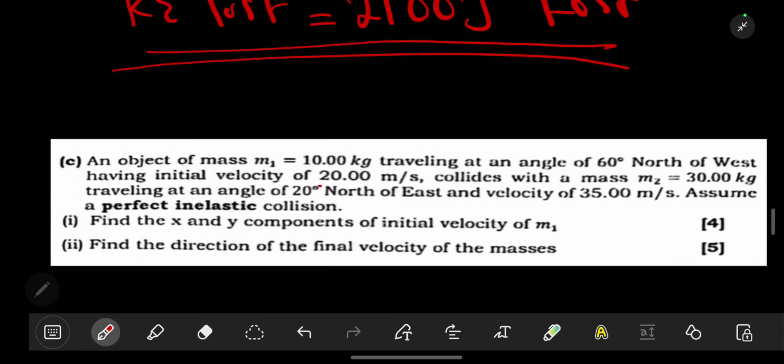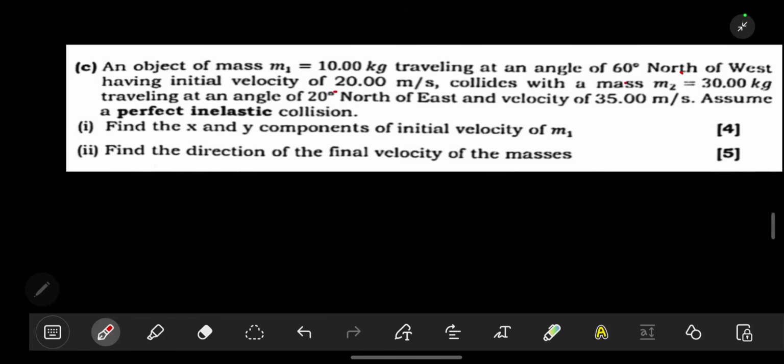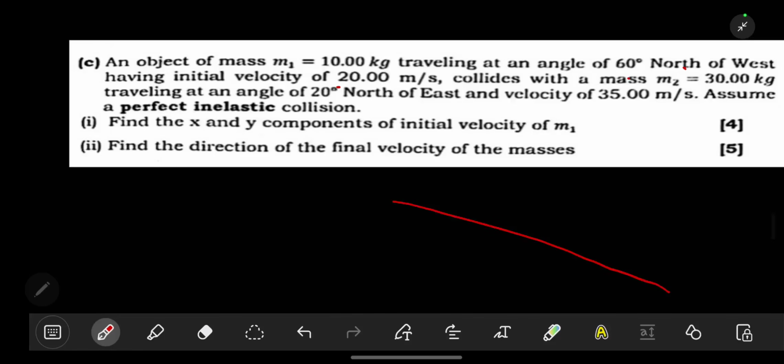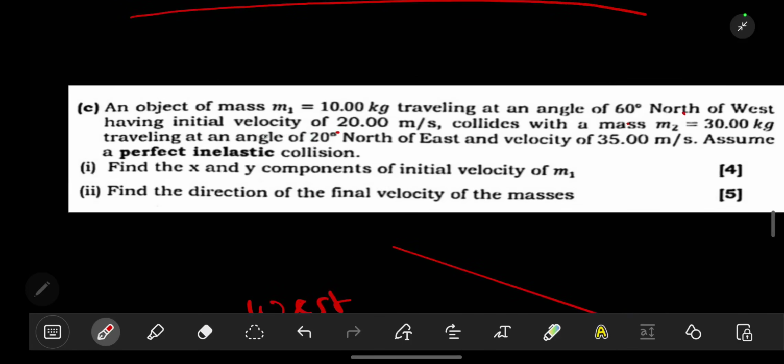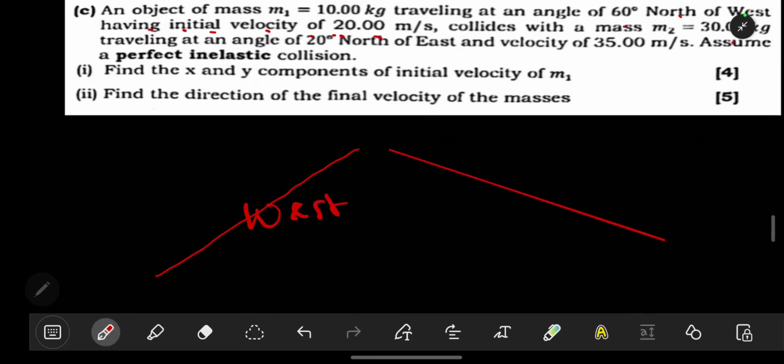So what we are going to do for this question is we are going to come up with a vector. In the actual sense, what is happening is that, for example, if you are looking at m1 coming from 60 degrees north of west, it means it is moving in this direction. This is where west is. Then the other one, having an initial velocity of 20, collides with the m2, which is moving from northeast, meaning east is this direction, then they are going to collide at one point. Now this is not how we are going to draw them, but this is the actual meaning.